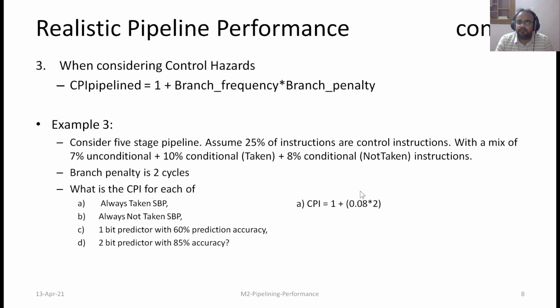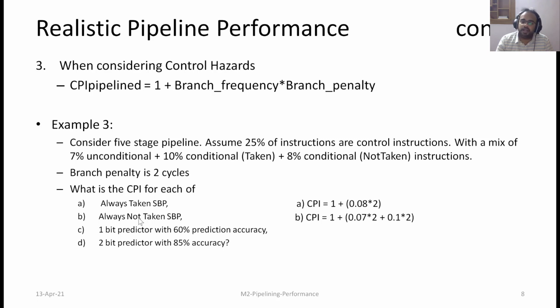Now, how do we get this? This predictor will always predict taken. So out of the 25%, 7% are jumps which are already taken and 10% are branches which are being taken. So these 17% of the time there will not be any hazard, right? But for the remaining 8% we have a hazard, and each hazard results in 2 cycles of penalty. So it is 0.08 times 2.